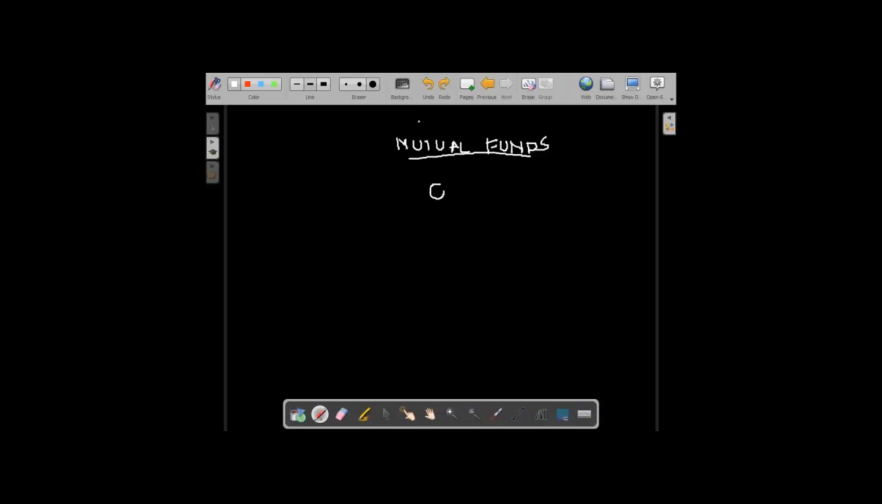Say this is an investor. So these are different investors who pool in their money. They collect small amounts of money and they give this money to fund houses. Okay, so this money is being collected by the fund houses.